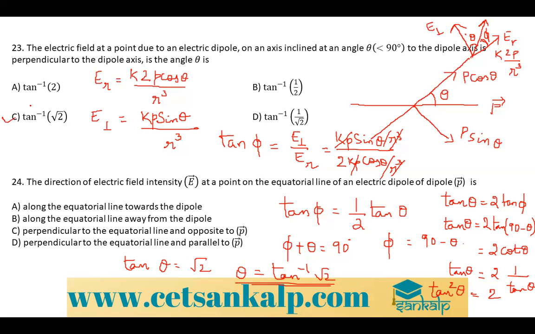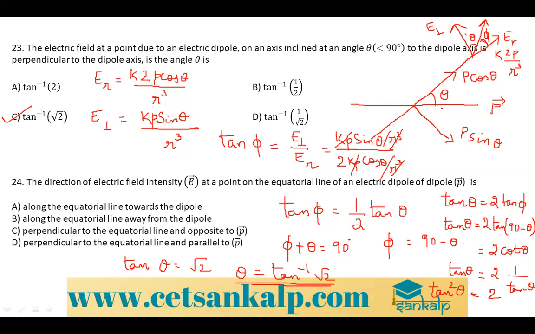Tan inverse of root 2. I'll repeat once again. They've given the electric field at a point due to an electric dipole on an axis inclined. So you can take that this is the angle I have taken. Initially this is the dipole, right? On the dipole, one of the planes has been inclined at an angle theta to the dipole axis, that is perpendicular to the dipole axis.